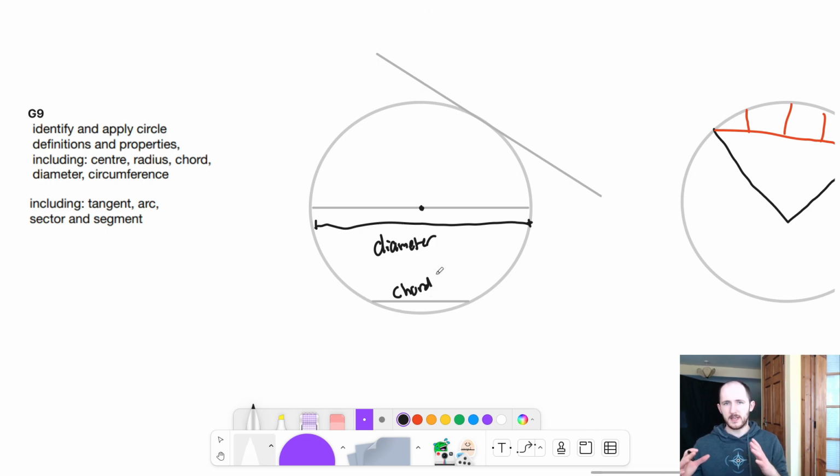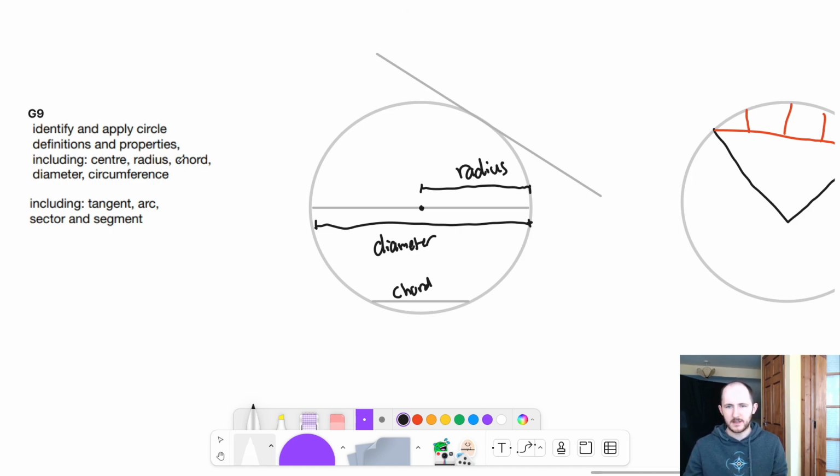Okay, so a chord is just a line that goes from one side of a circle to another. So again, between any 2 points on the circumference, anything along here. And the diameter is a chord that goes through the center of the circle. It's just the width of the circle. The radius is exactly half the diameter. It is the distance from the center of a circle to its circumference.